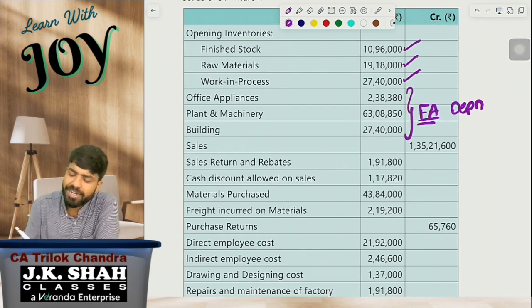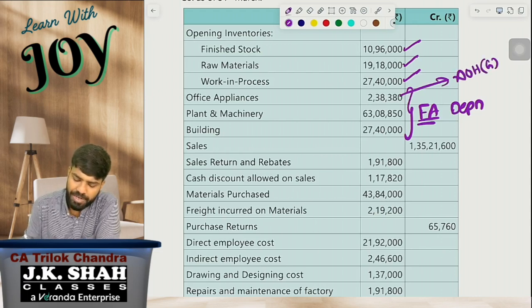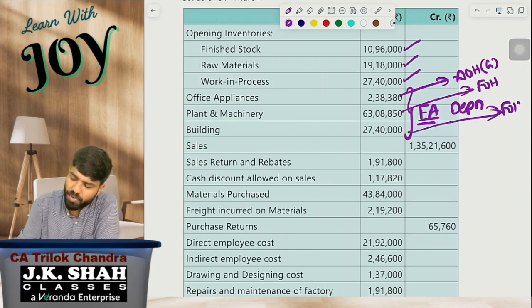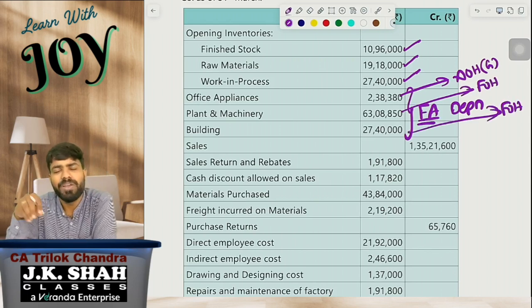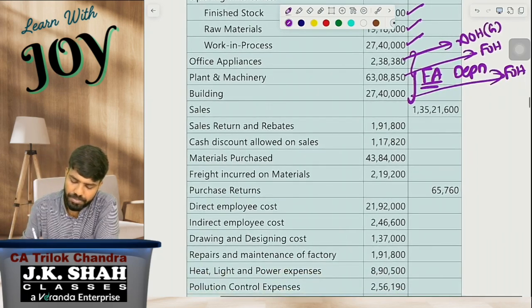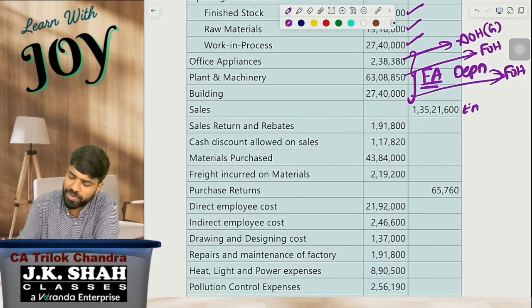Using this, we need to calculate depreciation. Depreciation of office appliances is administration overhead general. Depreciation of plant and machinery is factory overheads. Depreciation of building is factory overheads. If they mention any adjustment, we'll adjust that. Next, sales. At the end, we are going to consider the sales returns and rebate, so that we need to adjust cash discount allowed on sales.